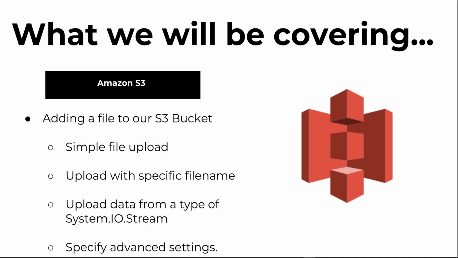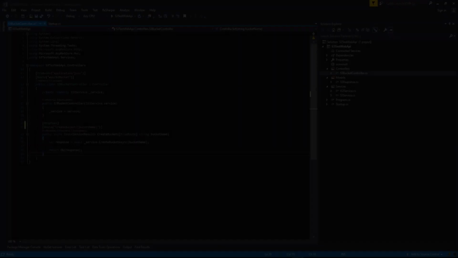In this video, we're going to look at how we can add a file to our S3 bucket. We're going to look at four different ways. First, we're going to simply upload a file. Second, we're going to upload a file, but we're going to specify the file name. Third, we're going to look at how we can upload a file using the System.IO.Stream, so if you wanted to upload a file from a database. And the fourth, we're going to specify advanced options.